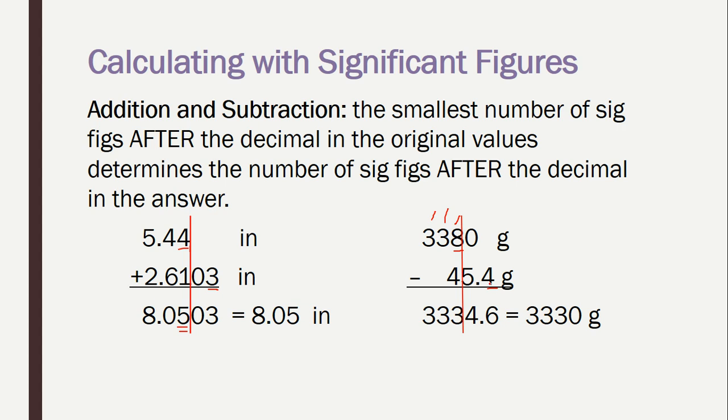So even though this is estimated to the tenths, the weakest link in this chain is the tens place here with the 3380. So your answer is only accurate to the tens place here with the 3 in the tens place. So we round there and we get 3330 as our answer. And this way we're not assuming accuracies that aren't there. And that's the point of this.